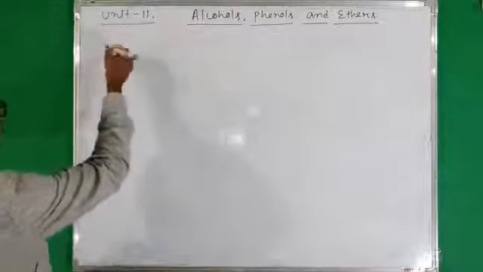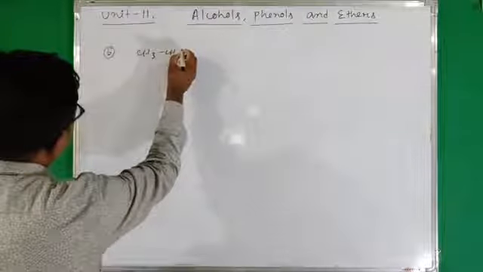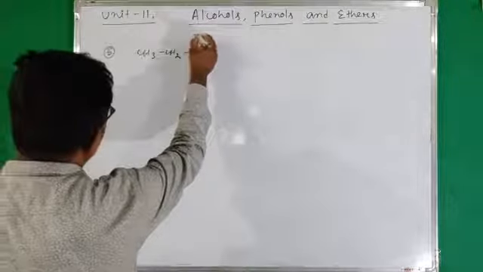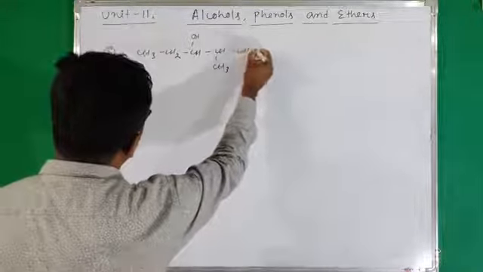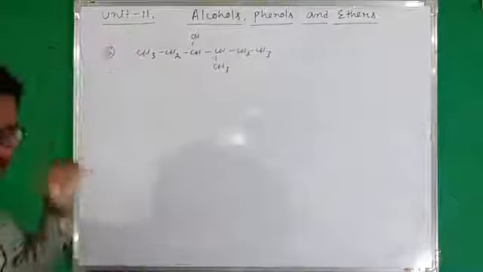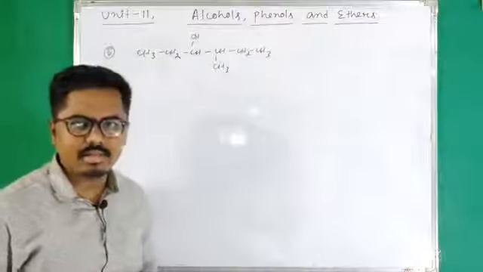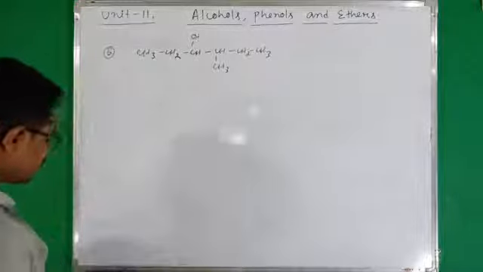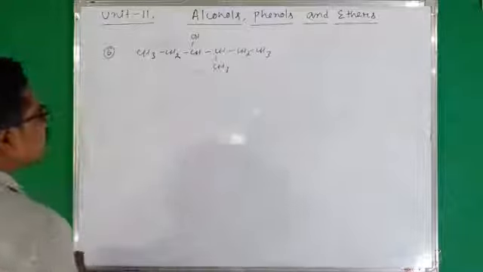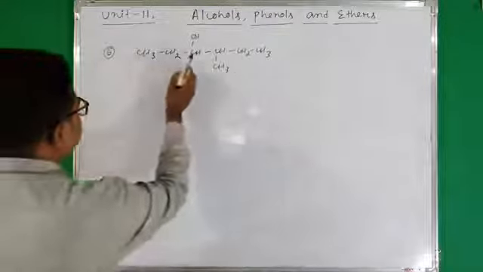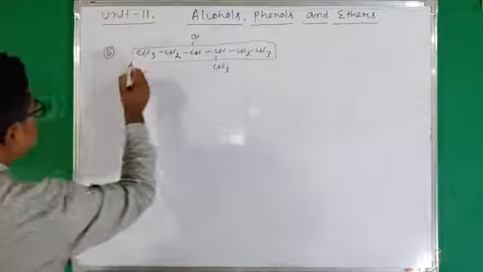Let us take another example. Suppose this compound, number 5, CH3CH2CH(OH)CH(CH3)CH2CH3. If we consider this compound, at first find the longest carbon chain having the OH group. That means 1, 2, 3, 4, 5. This carbon chain has 5 carbon atoms. Again 1, 2, 3, 4, 5, 6. So this one is the longest carbon chain.